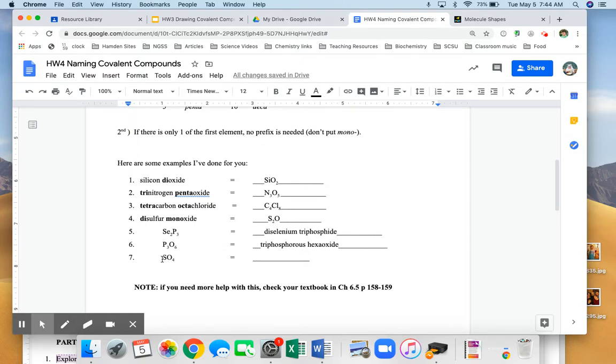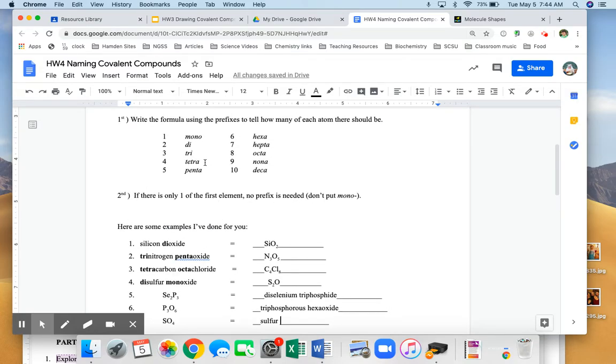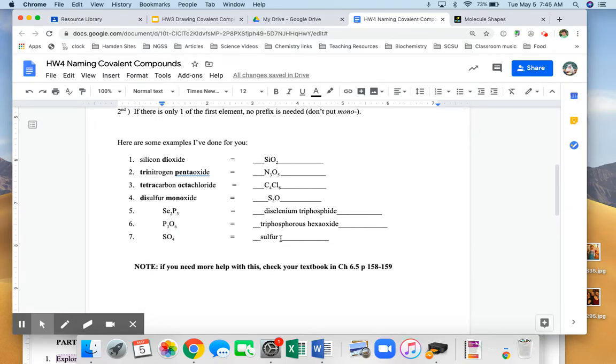You don't see a number next to the S because there's just one of them. Remember, if there's only one of the first element, you don't need a prefix. So I'm not going to call this monosulfur. I'm just going to call it sulfur. And then O4. 4 means tetra, sulfur, tetra, oxide. Remember, oxygen changes into oxide, tetraoxide.